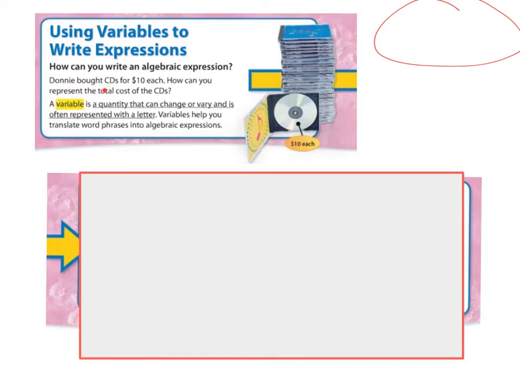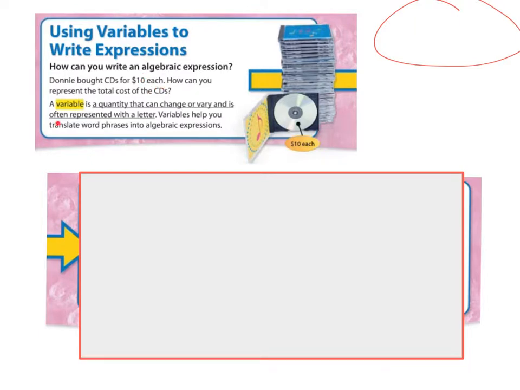Donnie bought CDs for $10 each. How can you represent the total cost of the CDs? All right, just for a second, I want to go back, but what I noticed was the word each here. That's telling me what to do. And you can actually add this to your list once we find out what each means.